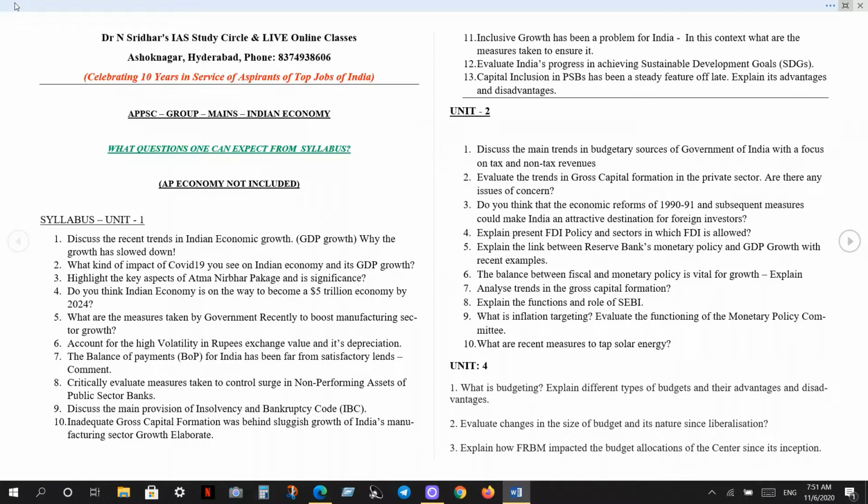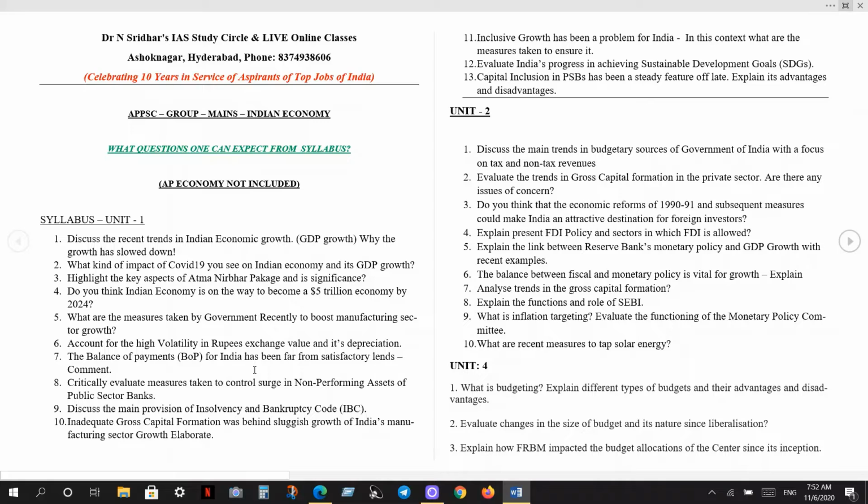For example, the basic economy aspect, now the focus has always been on GDP, especially post COVID, whether we are declining, whether the growth will be negative. If negative, whether it is single digit or double digit. There have been a lot of views, and also there is a debate on the recovery of the Indian economy post COVID, what kind of stimulus they have done. So there could be questions like, discuss the recent trends in Indian economic growth, which is actual GDP growth, and why the growth has slowed down.